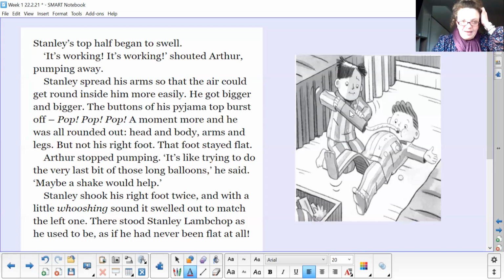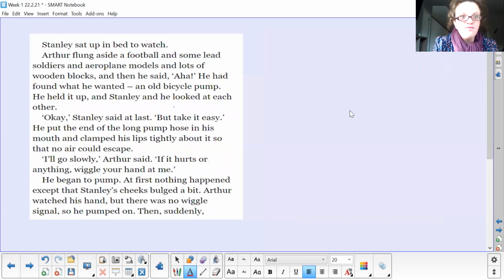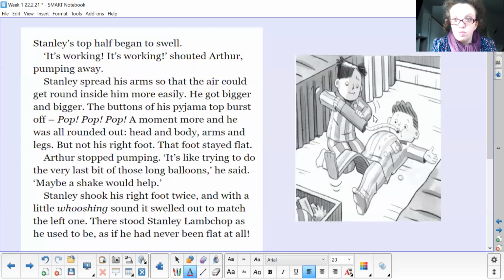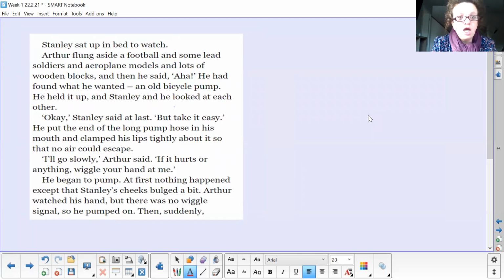Wow, that's amazing. So if we take some of the key words from there, we've got a pump hose, so we know what one of those is. It's what you use for a balloon or to blow up a tyre that's gone flat and to put air into something. So Arthur's had this idea to put the air back into Stanley, and hopefully he won't be flat anymore. He said, if you're hurt, wiggle your hand. So wiggle means to shake it around a little bit. And he's clamped his lips tightly about it. So clamped means to go over the top of something. So we might clamp something in, like put it into a clamp, we put it over something.